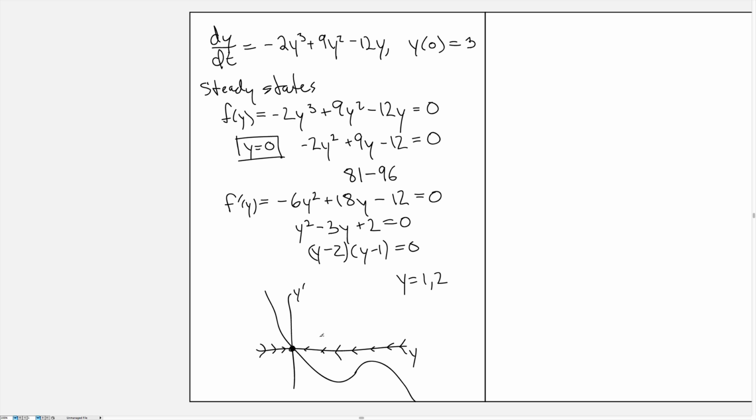And so here you can see the overall shape of the phase line. So let's translate that into a solution. So first, where did this min and this max appear? This one happened at y equal 1. And this one was at y equal 2.